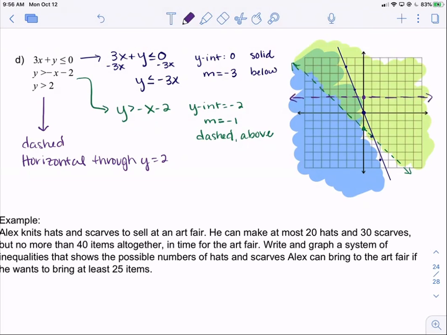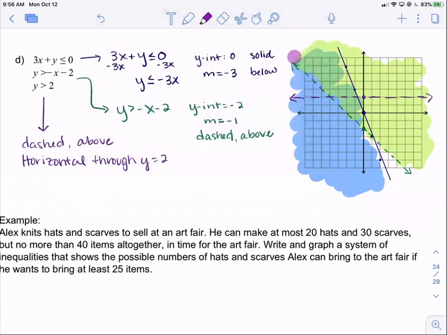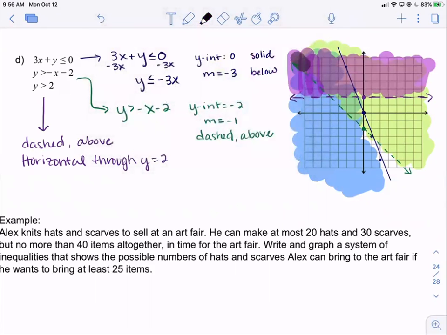And then are we going to shade above or below for greater than? Above. Why did I just do that purple? All right, so above that line. It's a little hard to see, but our overlap of all 3 of them would be in this area right here. So it has to be all 3 overlapped. It can't just be 2. Correct. It has to be all 3 of them overlapped.